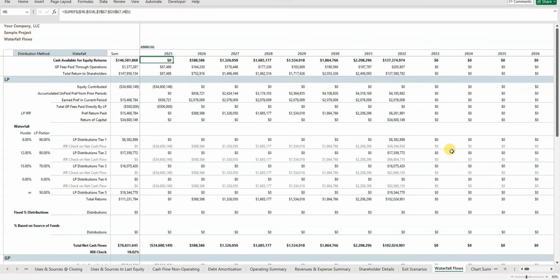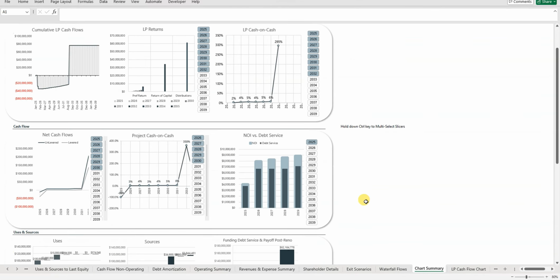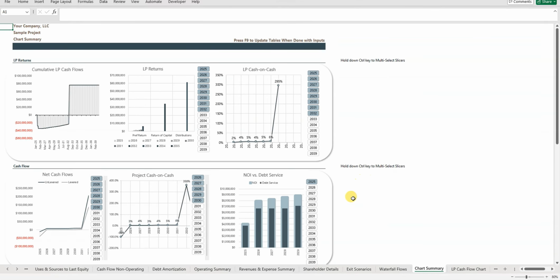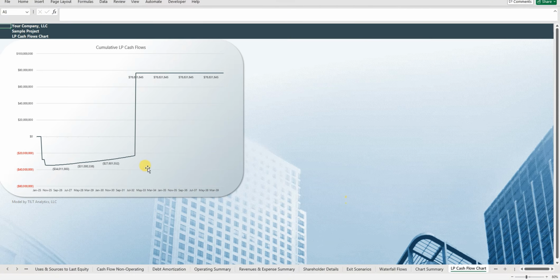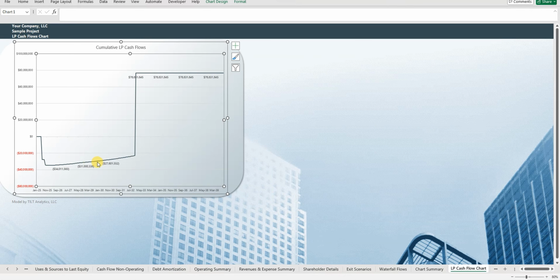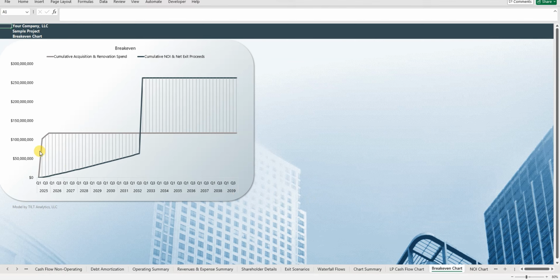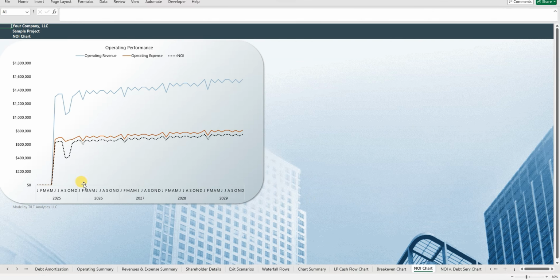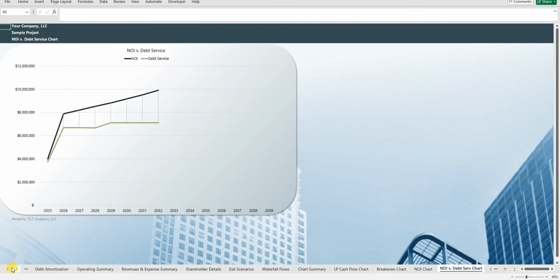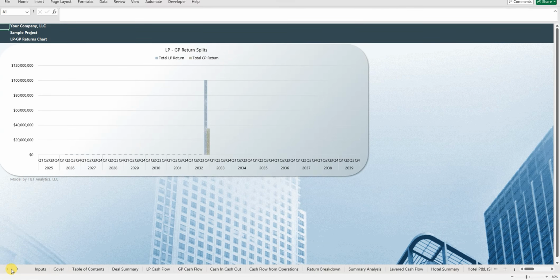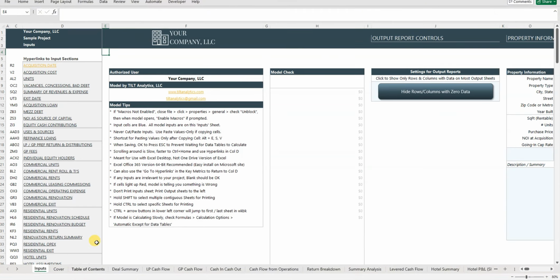There's a nice detailed sheet showing how the waterfall calculations work. And there's also extensive charting on the project for visual displays of information. LP cash, put their money in. There's earnings from NOI, then an exit. Break even, this is cash into the project, this is cash out of the project. NOI, and so on. And so that's a quick look at the output reports.